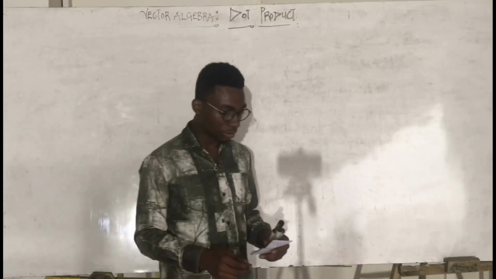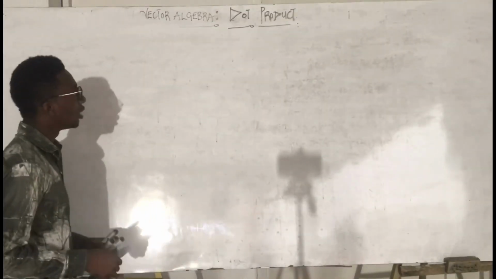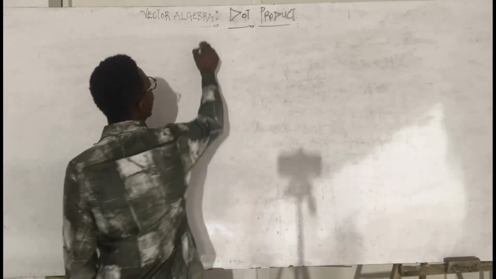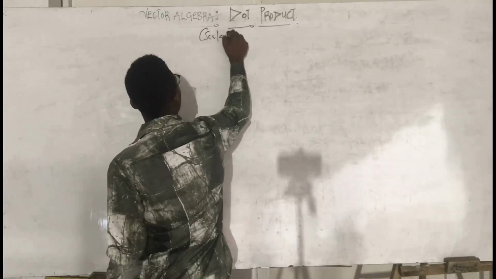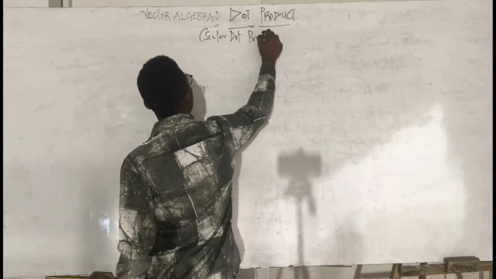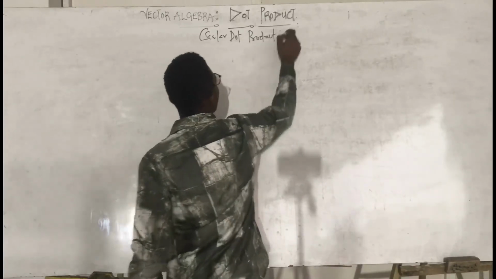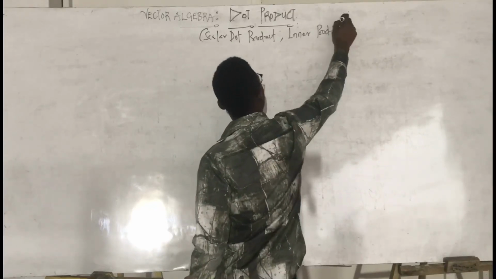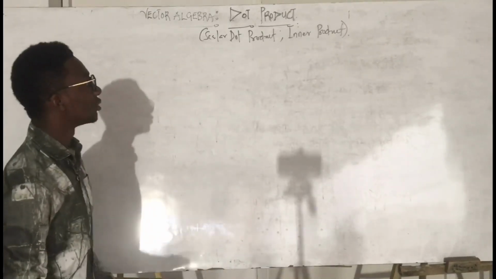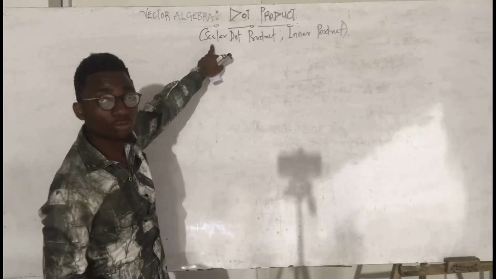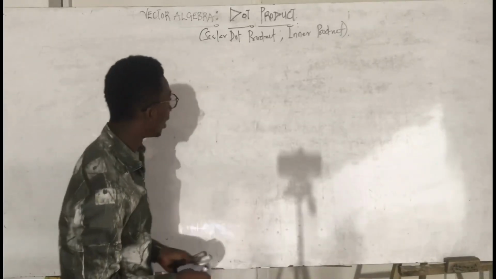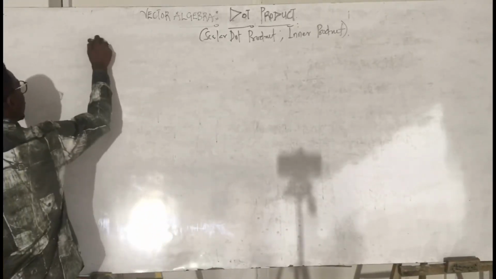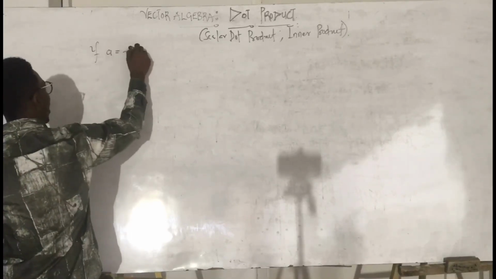Alright, class. So today we want to look at, under vector algebra, the dot product. In other books you will see scalar dot product, or you will see inner product. They are all the same thing. So you are seeing dot product, the scalar dot product, or the inner product.